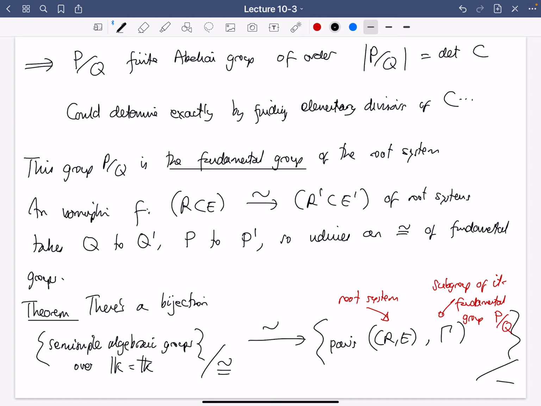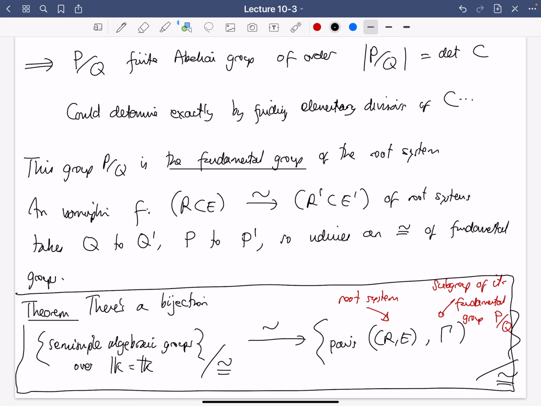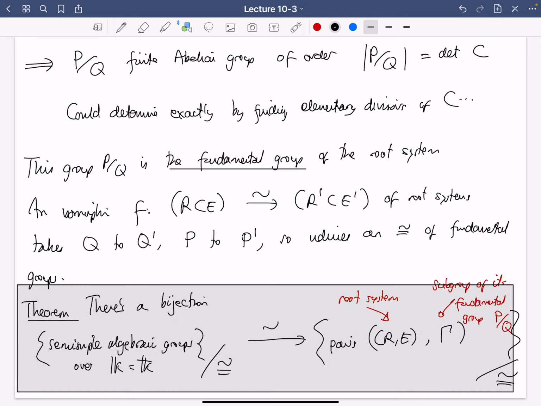Taken again up to isomorphism of root systems, at which an isomorphism of root systems induces an isomorphism from gamma to gamma prime, right? So isomorphisms of the root system respecting that subgroup of the fundamental group. That's what I mean there. Okay, so there's the theorem. Great. It doesn't say very much the way I've stated it because I haven't given you exactly what the map is. So let me see if I can do that.